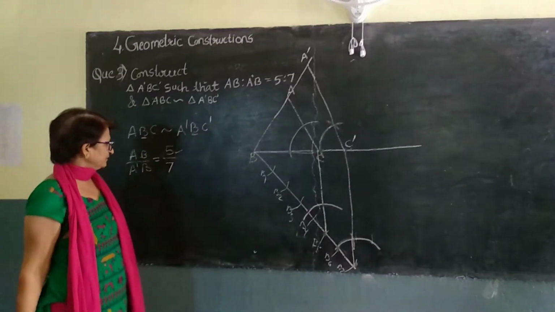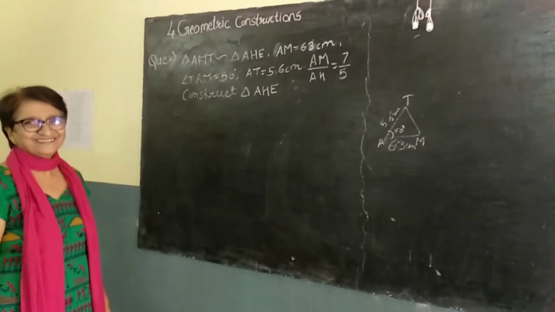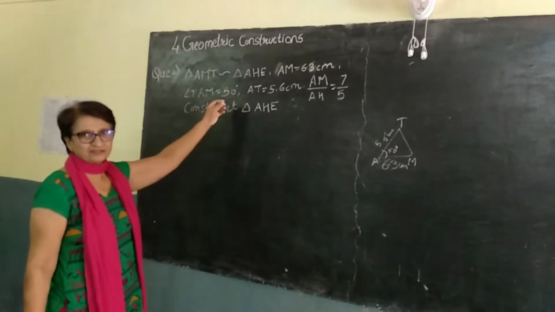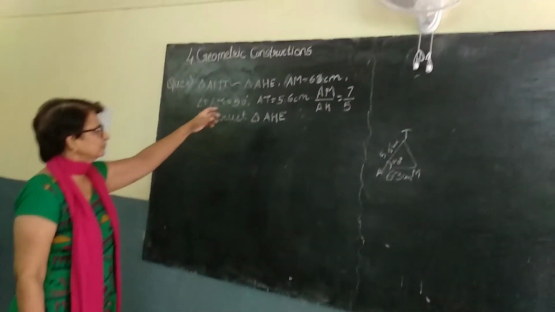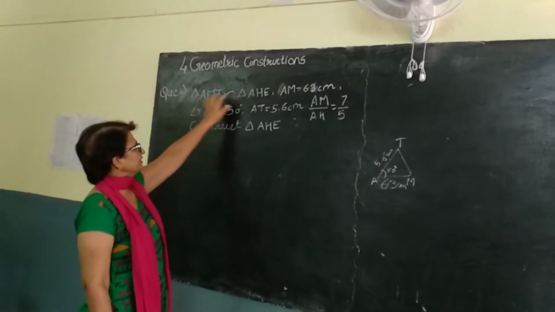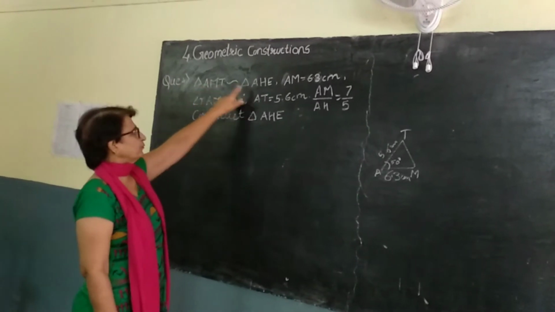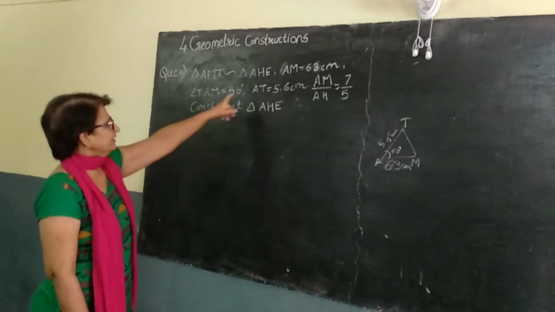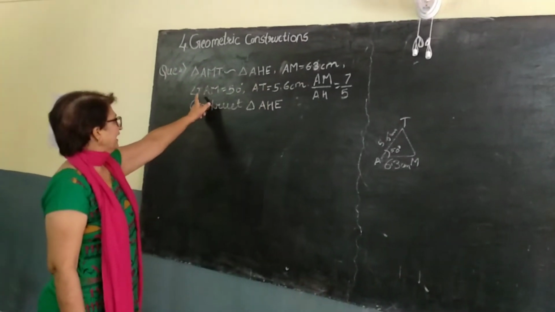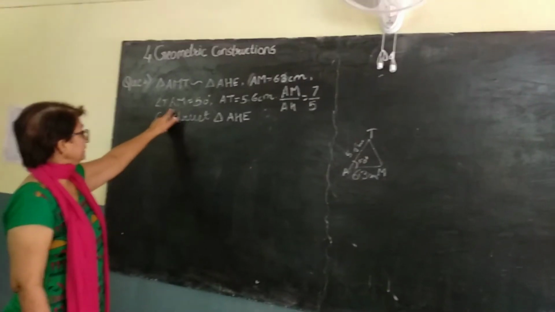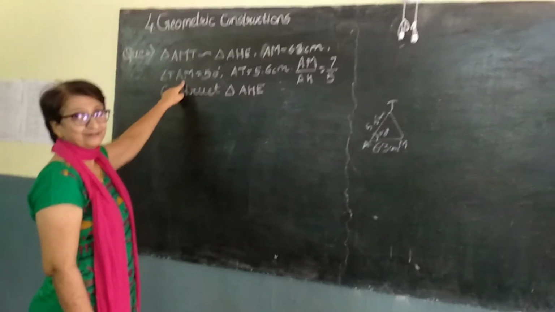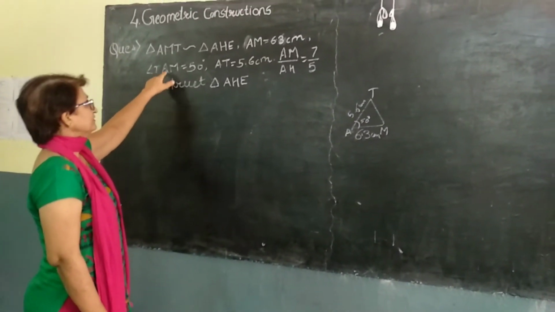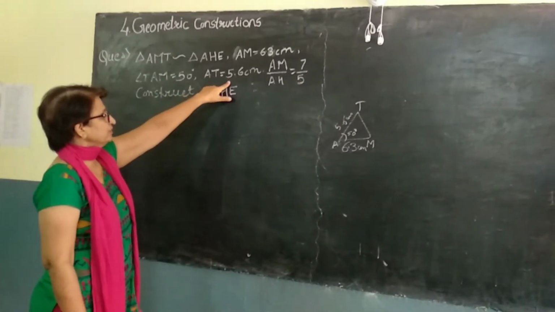Okay? Thank you. Hello children, we continue with the construction. There is a little bit of variation in this sum, so I am taking up this example also. Here we are given triangle AMT similar to AHE. Again we have point A common. It means with the help of A we have to manage it. Okay? They have given us how much is AM, angle EAM. So the middle letter A, remember that is the angle, not T, not M. You all make this mistake. So angle A is 50 degrees. AT is given 5.6 centimeter.